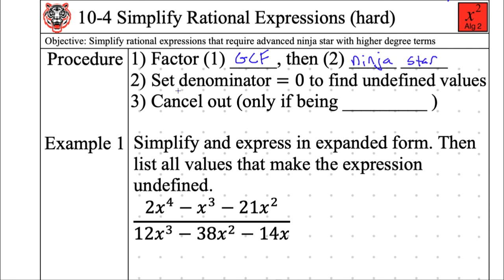Step number 2 is to set the denominator equal to 0, and then that will give you your undefined values. When it says in your problems, list all values that make the expression undefined, that's what it means. Set the denominator equal to 0 before you cancel out. And then step number 3 is to finally cancel them out. And you're only allowed to cross off things that are being multiplied.